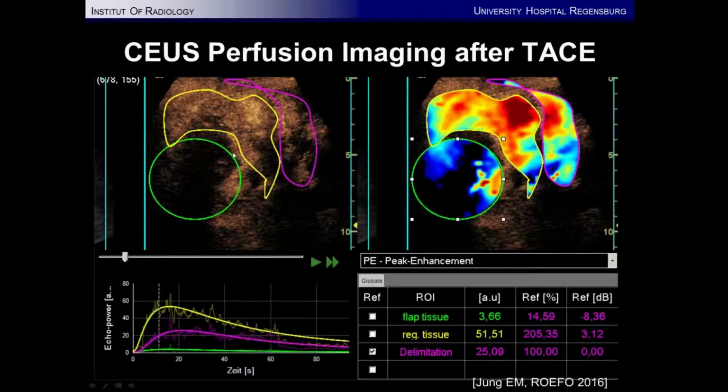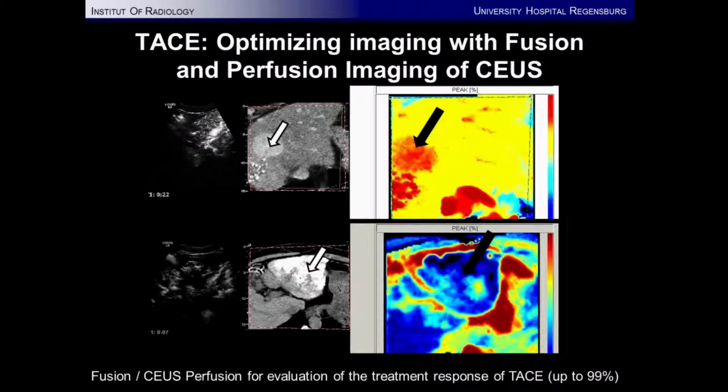We have a complete devascularization if we use intraarterial contrast-enhanced ultrasound for monitoring of a TACE. And the next step would be the follow-up. If you have a devascularization, look at the HCC. Before, you have an irregular hyperenhancement of the tumor in red colors, and afterwards you have a complete devascularization, and you could use perfusion imaging for very precise follow-up.